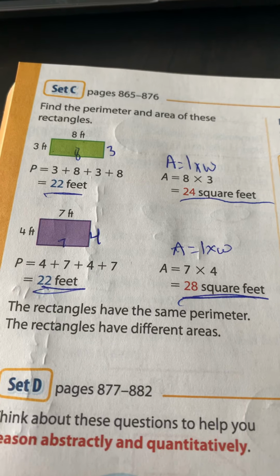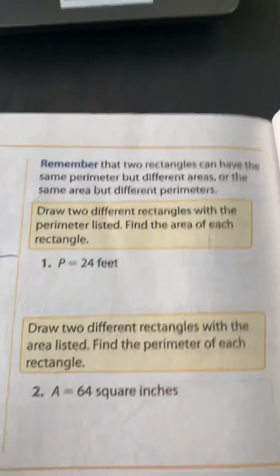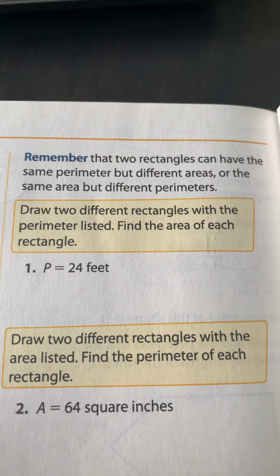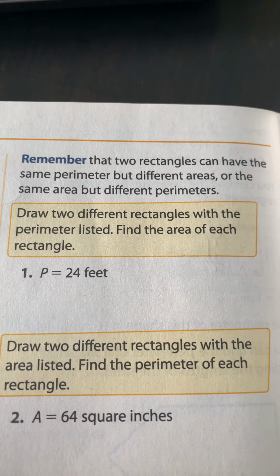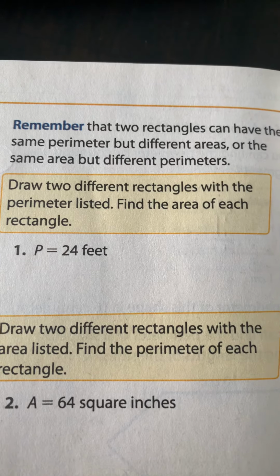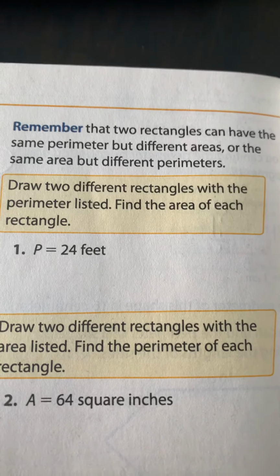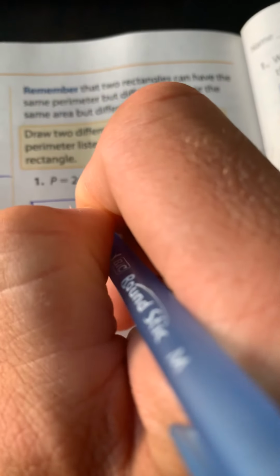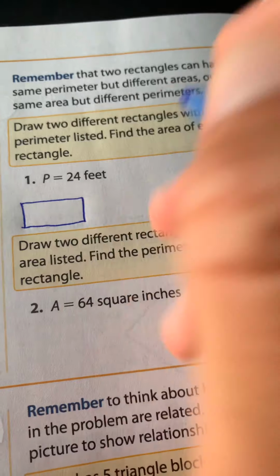All right, let's try this one. Remember that 2 rectangles can have the same perimeter but different areas, or the same area but different perimeters. Okay? Draw 2 different rectangles with the perimeter listed. Find the area of each rectangle. So we got rectangles, they have to equal 24. Okay?